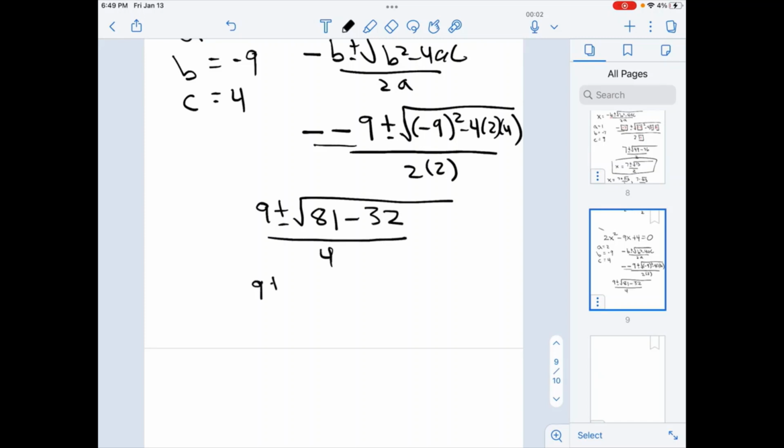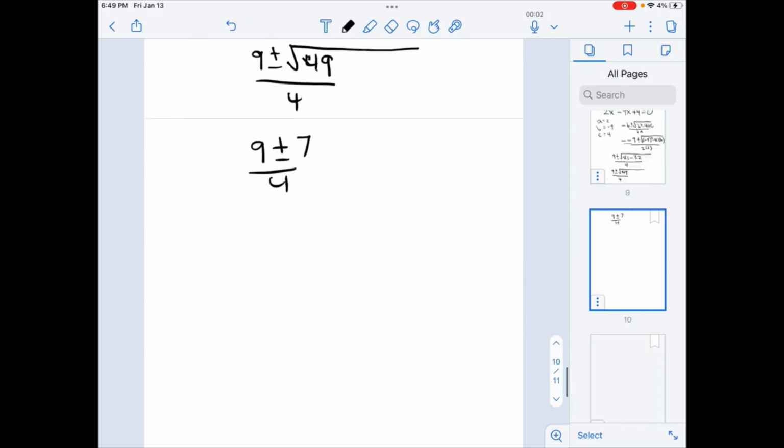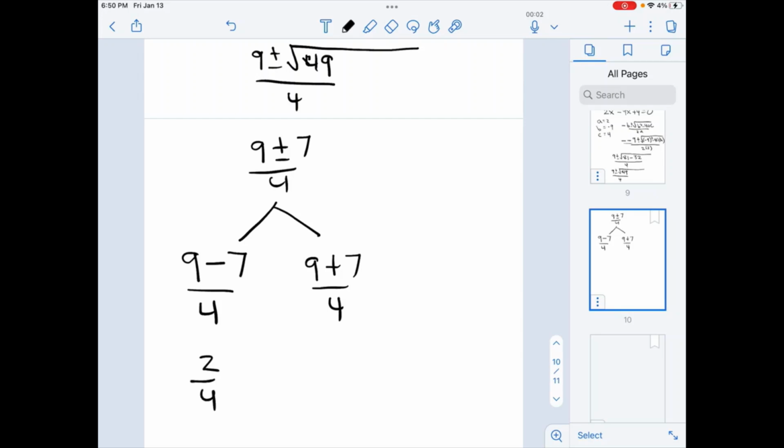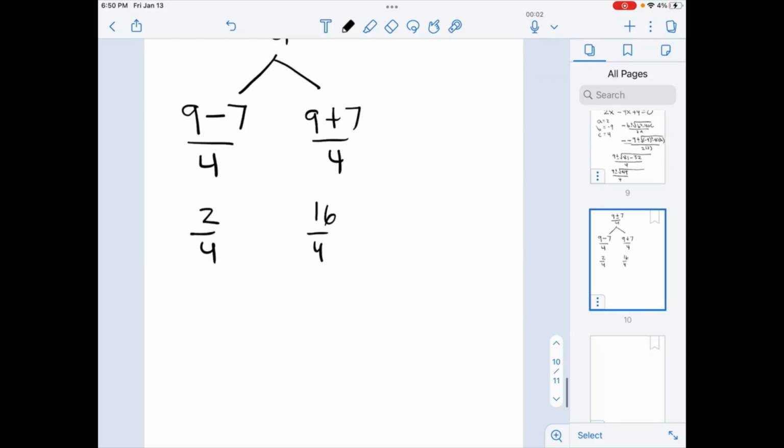All right, so 9 plus or minus the square root of, let's see, what's that going to be? 49, all over 4. That's going to be 9 plus or minus 7 over 4. We gotta break this up into two different things. That's 9 minus 7 over 4, and that's 9 plus 7 over 4. 9 minus 7 is 2 over 4. 9 plus 7 is 16 over 4. And we're almost done. Our solutions here are going to be 1/2 and 4.